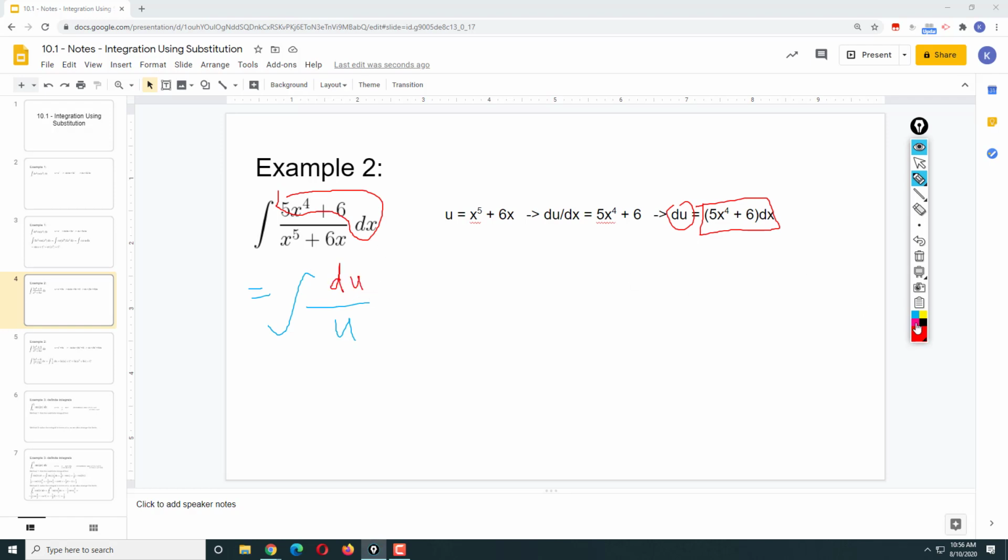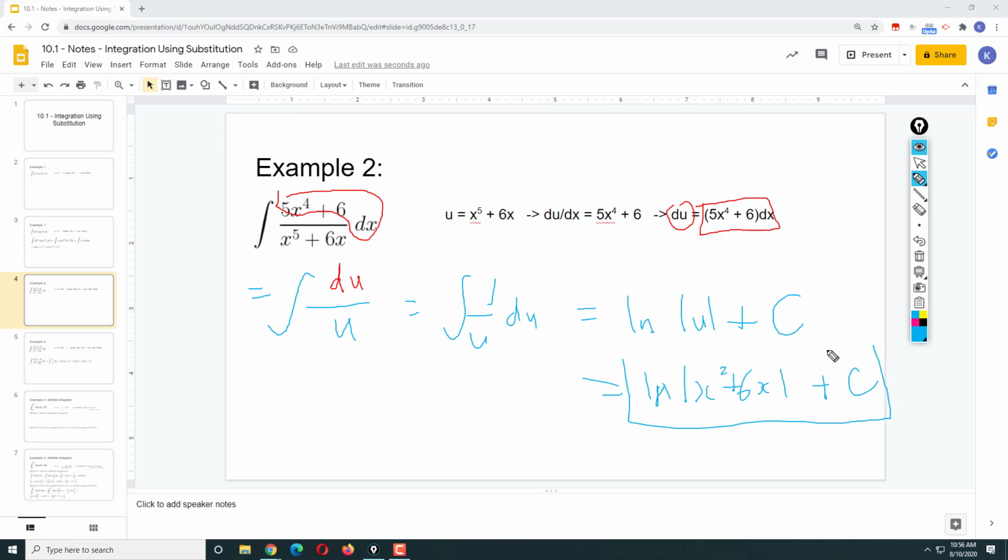So this integral ends up just being the integral of du over u. To make that more clear, that's the same as 1 over u du, and we know that's ln absolute value of u plus c. Now I can plug in my u. U is x to the 5th plus 6x. So the answer is going to be ln of x to the 5th plus 6x plus c. That's my integral.